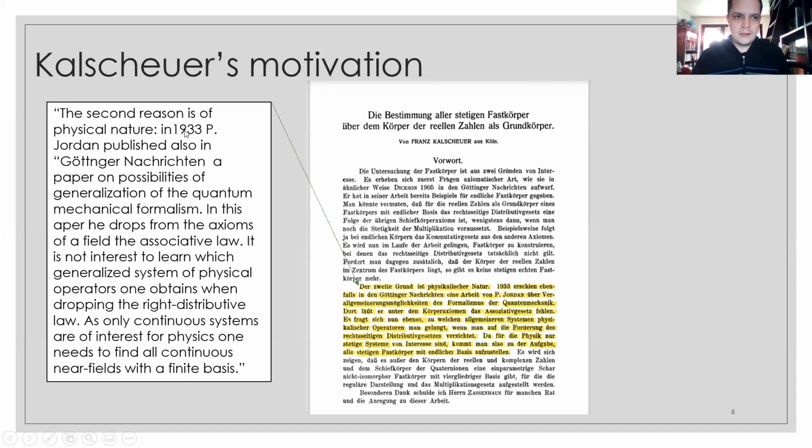In 1933, Jordan published a paper on possibilities of generalizing the quantum mechanical formalism. In this paper, he dropped the associative law of multiplication. And then Karl Scheuer says it's also of interest to learn whether there are any generalized physical systems where the right distributive law is not valid, where only one distributive law is valid. And because in physics you only work with continuous systems, we need to look for topological near fields. So one of the earliest papers on topological near fields quotes the idea to generalize quantum mechanics by using near fields as its motivation. I think it's not so well known, either to physicists or to mathematicians.